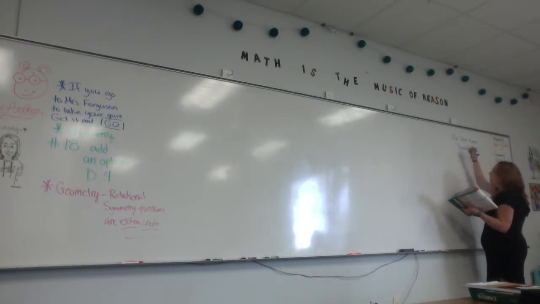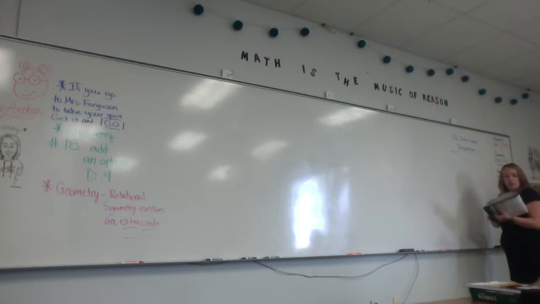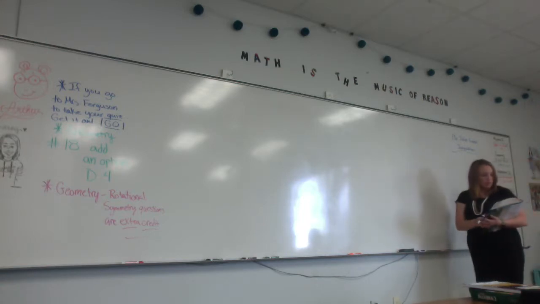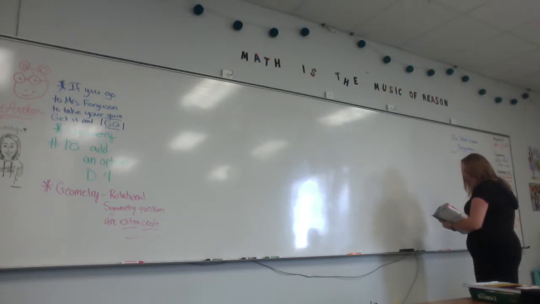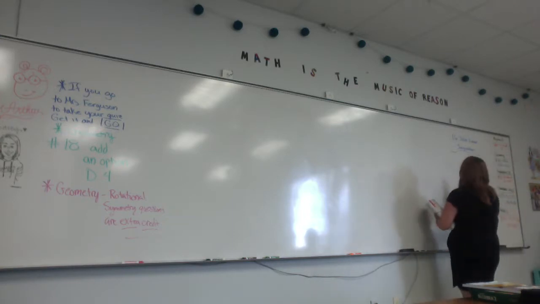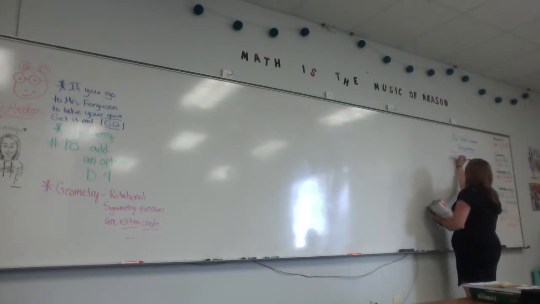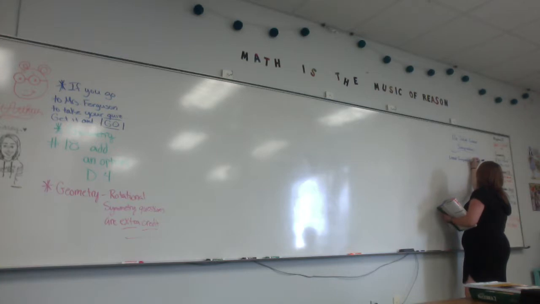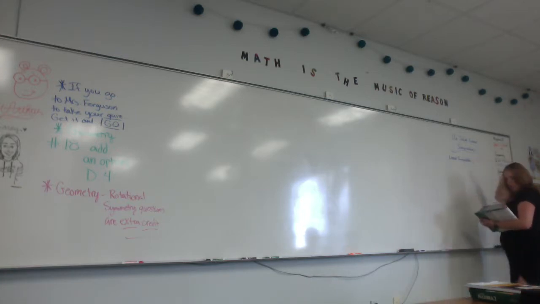A linear inequality in one variable can be written in one of the following forms, where a and b are real numbers and a does not equal 0. So we're going to show you different ones. So a and b are real numbers.